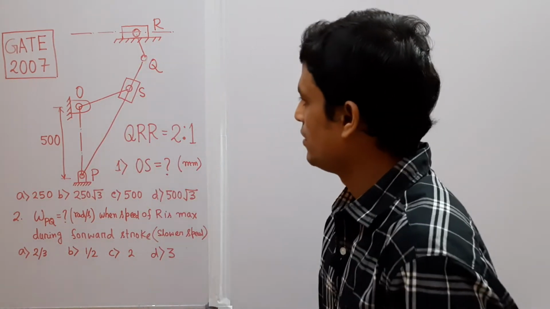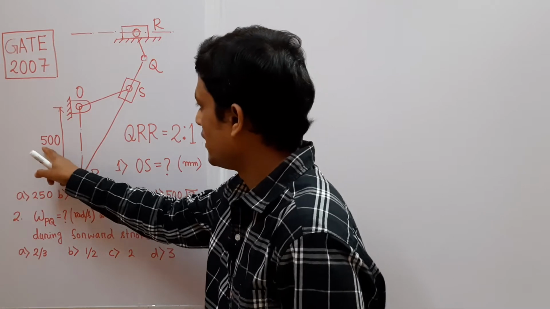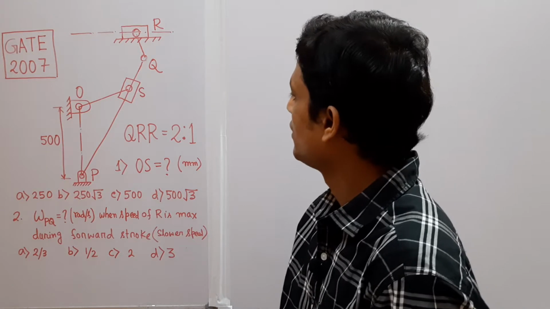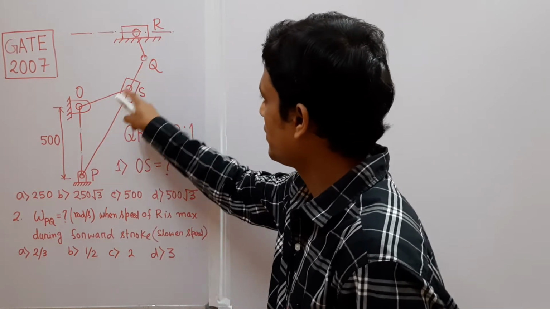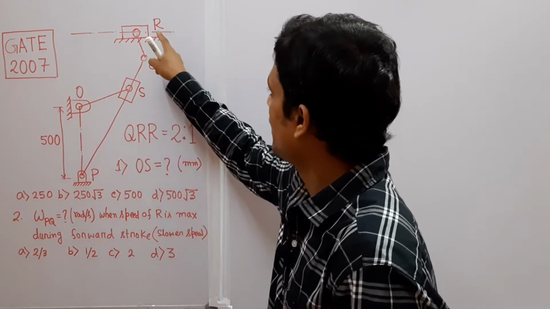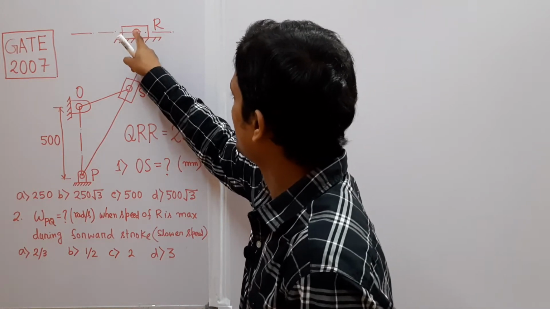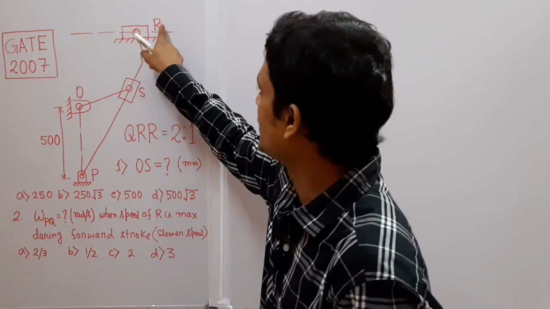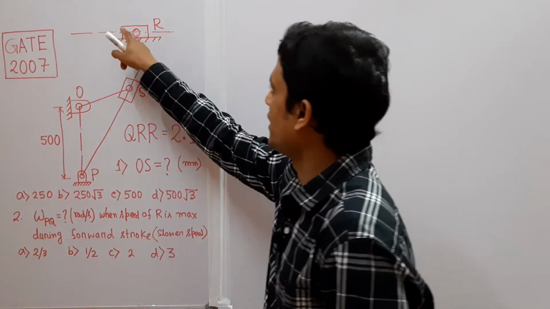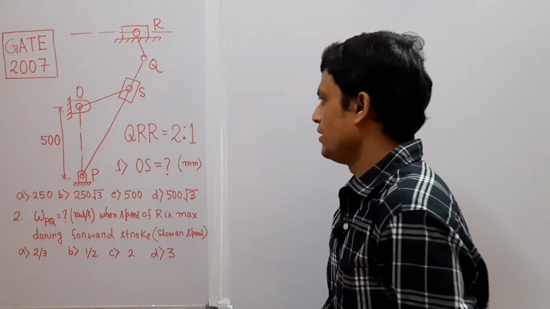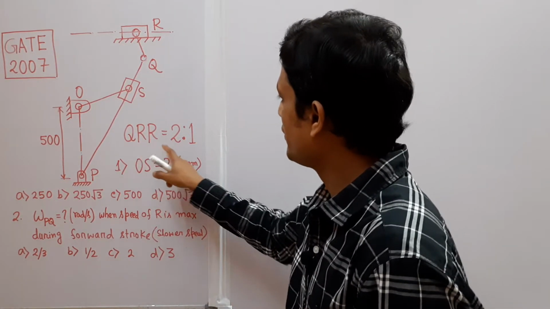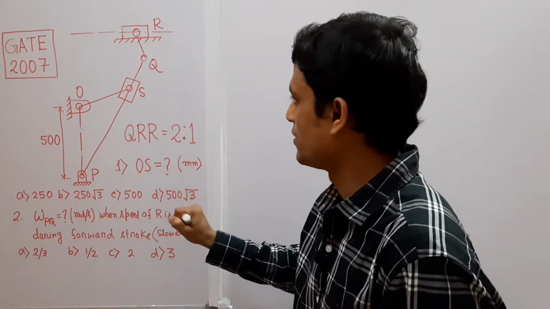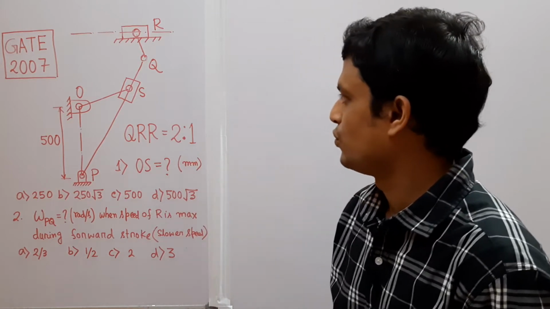OPSQR. So OP is the fixed link and the length of the fixed link is 500 millimeter. PQ is the oscillating link, OS is the crank, and R is the point at the center of the revolute pair here, and this is the slider which is sliding. And it is given that the quick return ratio of this quick return mechanism is 2:1. So the quick return ratio is 2:1.